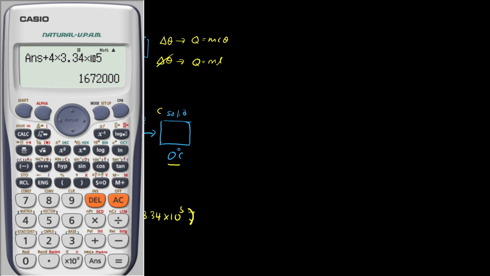So the amount of heat is 1672 kilojoule. I just write it in kilojoule. Of course, you can write it as 1672123 joule. It's up to you or up to the question.